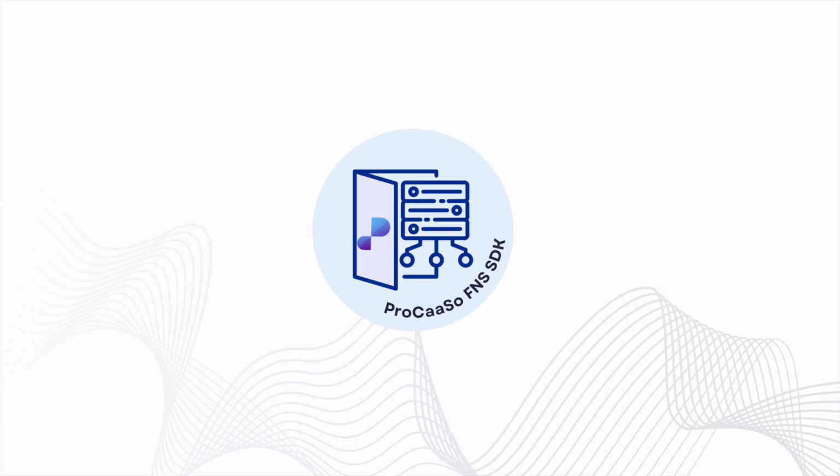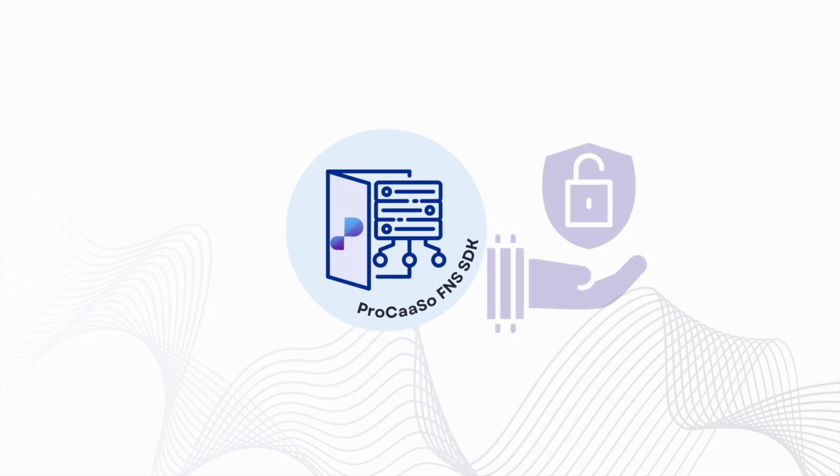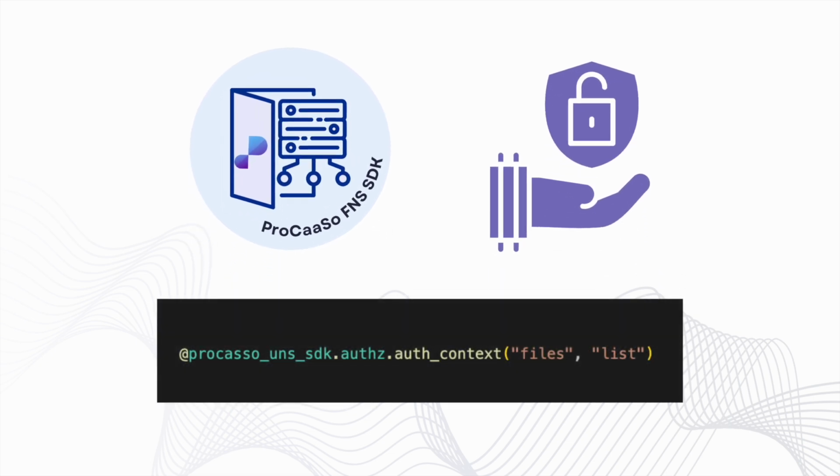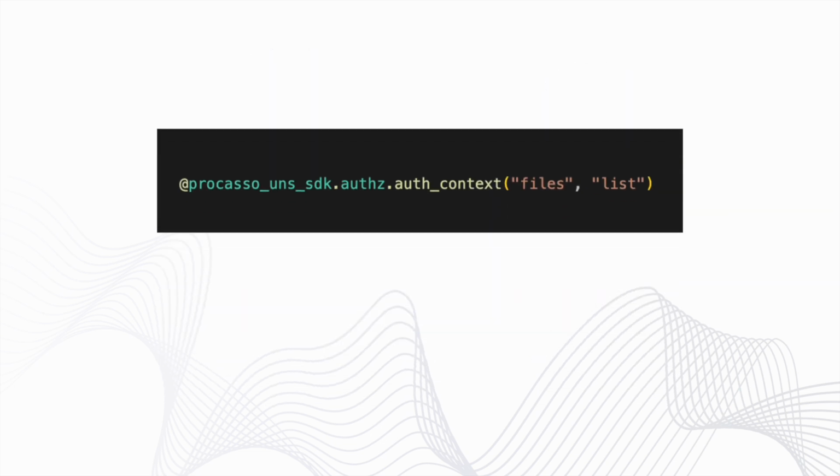Along with using the FNS SDK for file operations, every file route is also protected by permissions. Each function in this file is decorated with an auth context decorator. This decorator enforces that the request must come from a logged-in user with the correct permissions to perform the specified action. Permissions are defined using a group and an action.